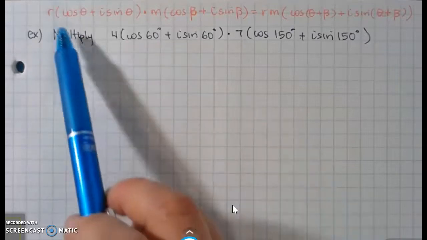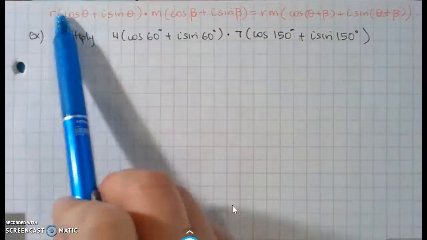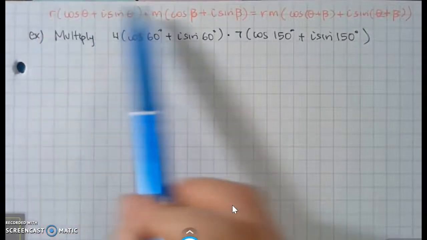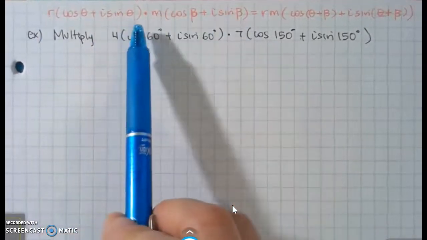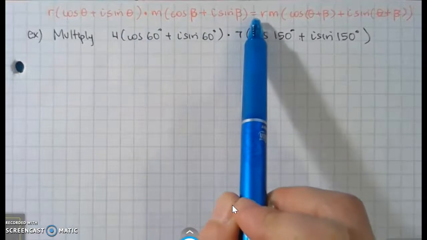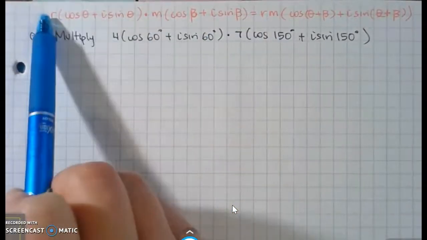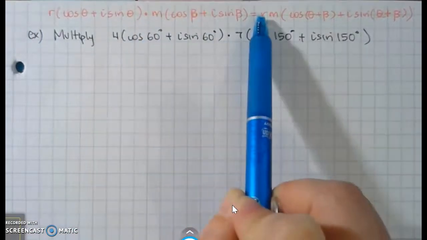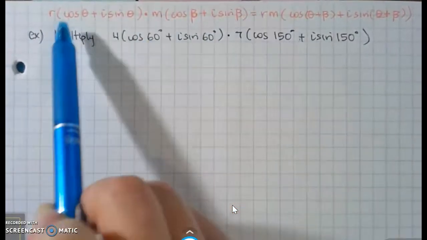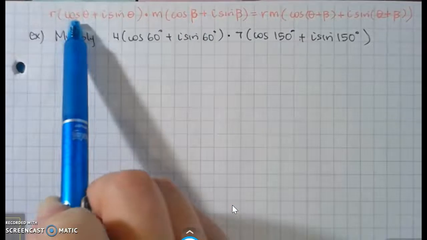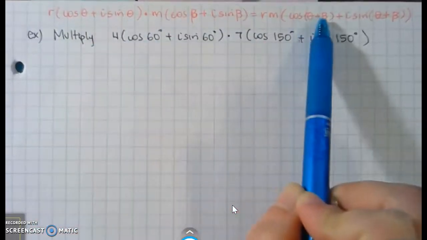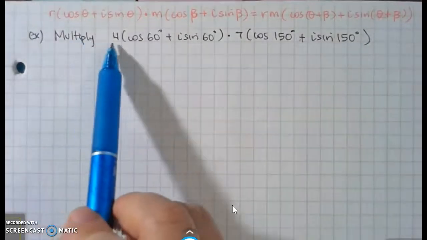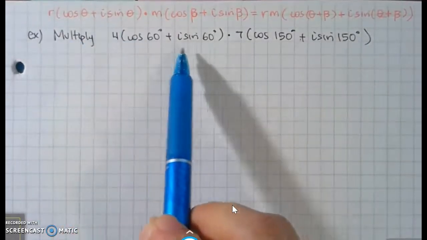So where we left off, we came up with this formula right here. If I am multiplying one complex number by another complex number in polar form, you just take the radius, r is a radius and m is a radius. You just need to multiply the radius and the angle measures for each of the complex numbers, they just need to be added. So for example, let's try to apply that on this problem.